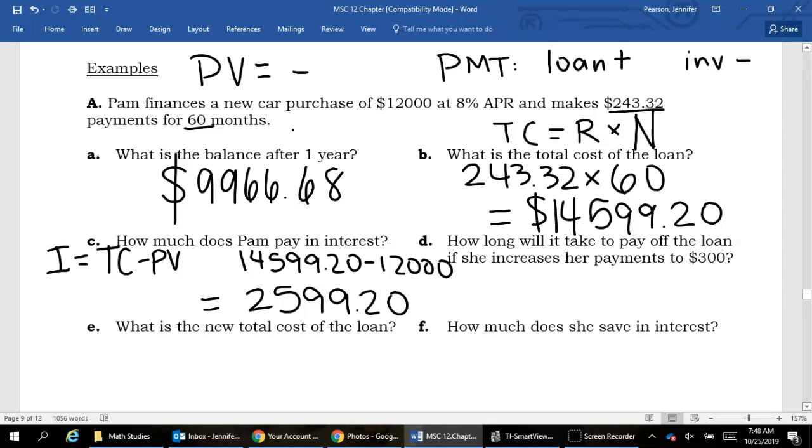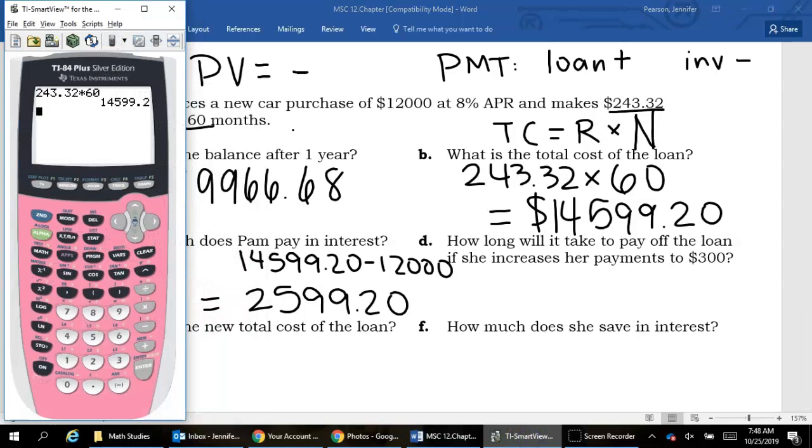How long will it take to pay off the loan if she increases her payments to $300? So this is something new that we haven't talked about yet. And we're going to go back to the calculator and use the finance application.